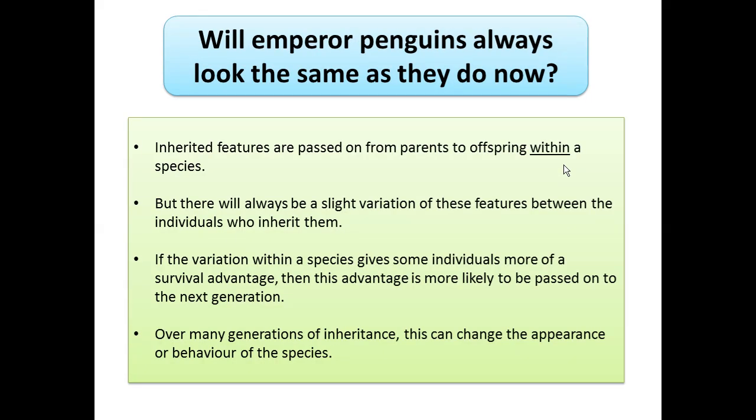Okay. Now another question could be, will emperor penguins always look the same as they do now? To reply to this, we need to take a step backwards: the characteristics are inherited from parents within species. Although, as we said at the beginning of this lesson, there will always be a slight variation between individuals who inherited them. Then, if a characteristic gives an advantage to an individual, that characteristic will be more likely to be passed on to the next generation. So, over many generations, we can observe some change in appearance or behavior within that species.